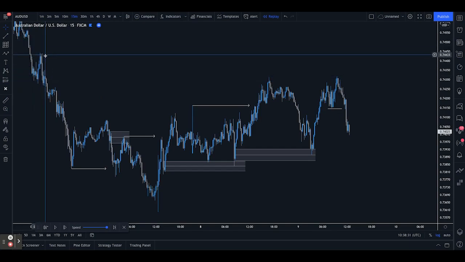So looking at this downtrend area here, we are going to see that a bunch of demand zones do form, right? There's one here before this impulse. There's also going to be one just here.